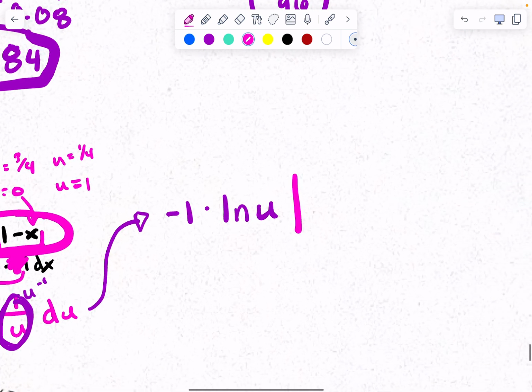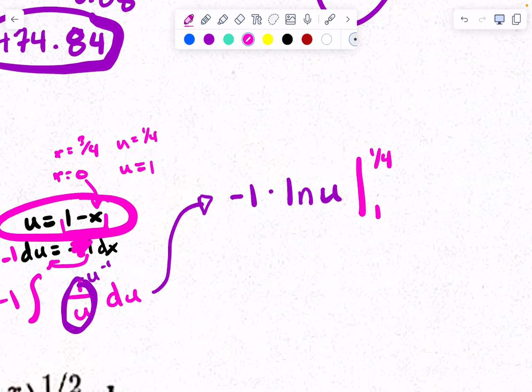Now I don't replace anything. I just plug in 1/4 and 1. So I plug in 1/4 first. Oh, shoot. It's 1.